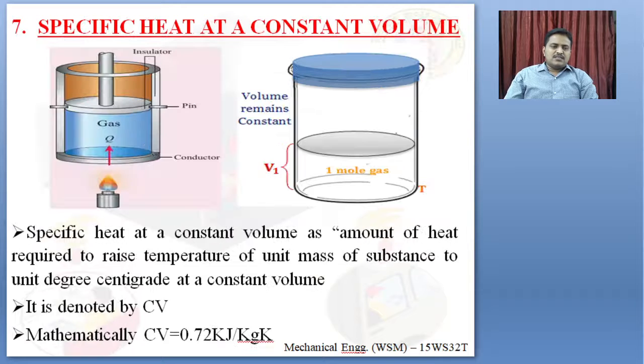Next is specific heat at a constant volume. It is defined as the amount of heat required to raise the temperature of unit mass of substance by one degree centigrade at a constant volume. Here the volume is kept constant and it is denoted by Cv. Mathematically, Cv is equal to 0.72 kilojoule per kg Kelvin. So this is all about specific heat at a constant volume.